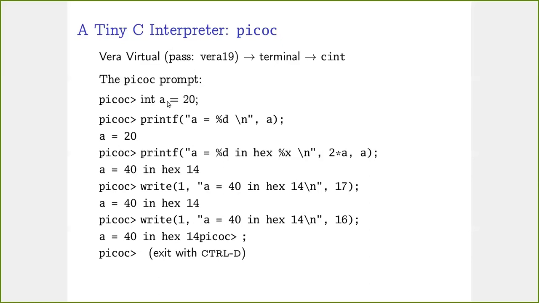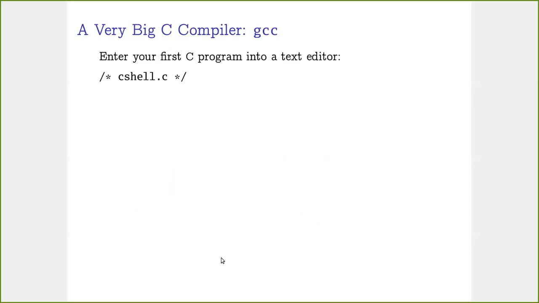Because what's going on here is that this sequence of bytes, a equals 20, printf, this whole printf line here, is a sequence of bytes that's a file. It's the file coming from the keyboard. So it's standard input. That's what that file is called. And there's a second file, a equals 20, a equals 40 in hex with new lines, a equals 40 hex with new line, a equals 40 in hex 14 with no new line. And that's a second file that's going to standard output, which is the screen. And this code here, Control D, signals end of file. And what will happen is it will terminate the Picoc interpreter.